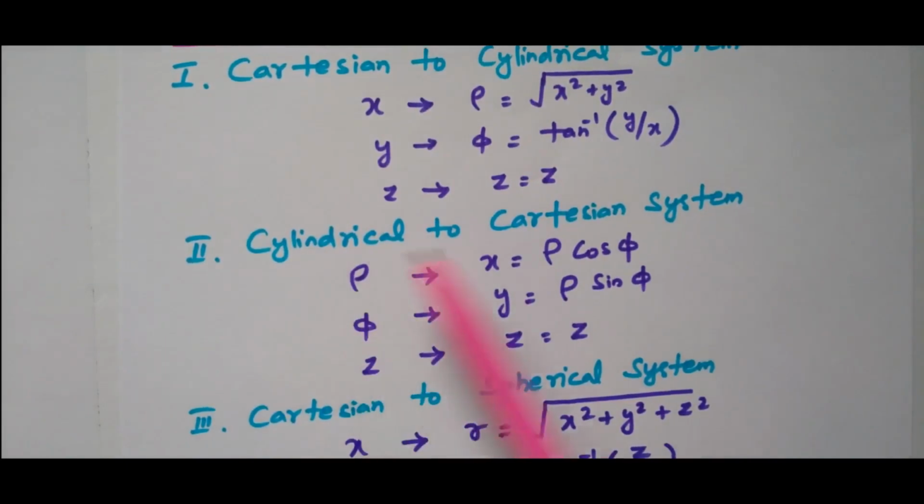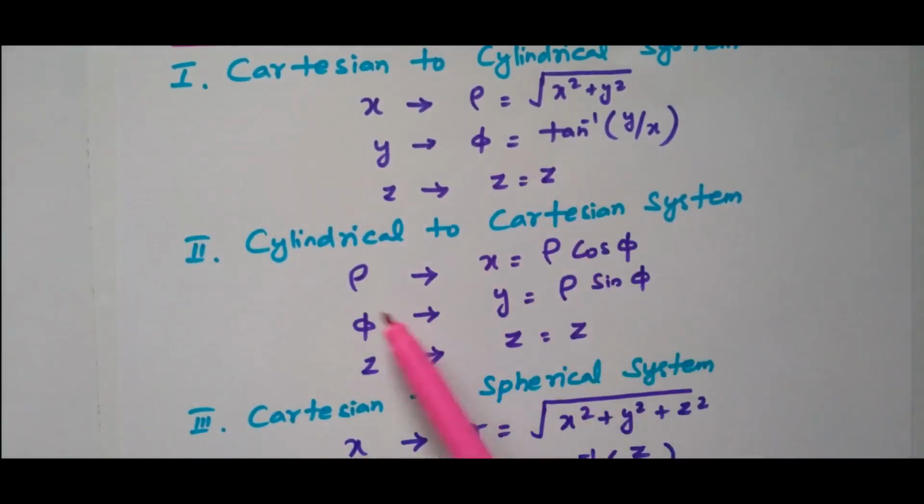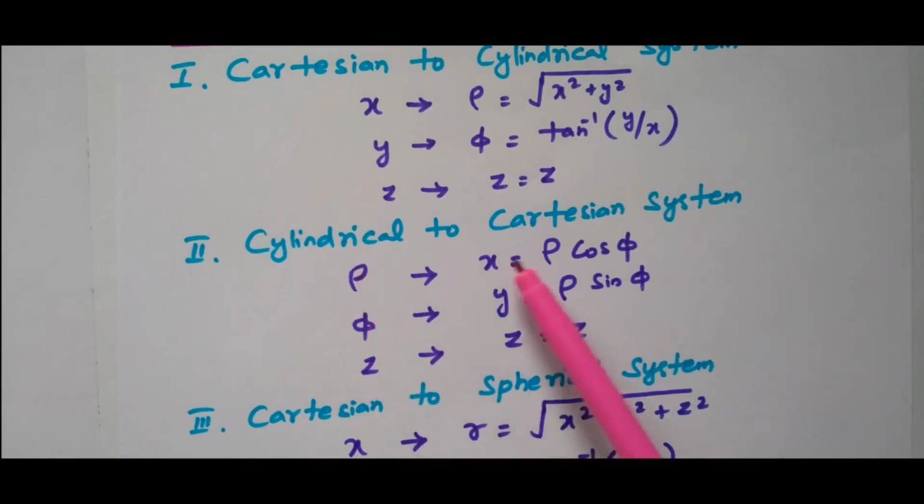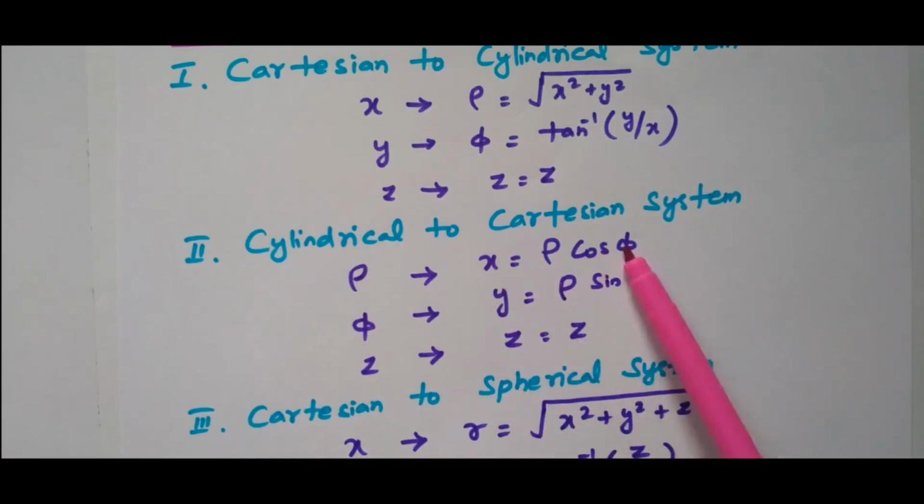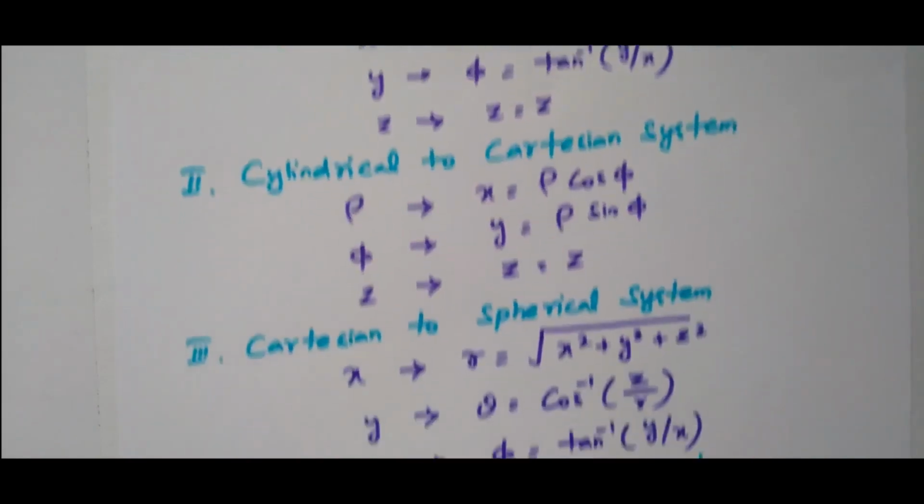Similarly, cylindrical to Cartesian is the reverse. In cylindrical we have rho, phi and z. From that we can convert to x, y, z. How will we convert? X is nothing but rho cos phi. Y is nothing but rho sin phi. Z is taken as it is. Right? So we are able to convert the cylindrical system into the Cartesian system. We can calculate this x, y, z by using these formulas.